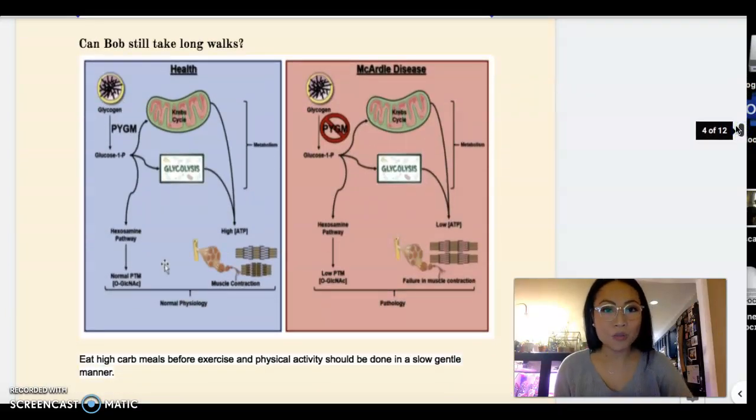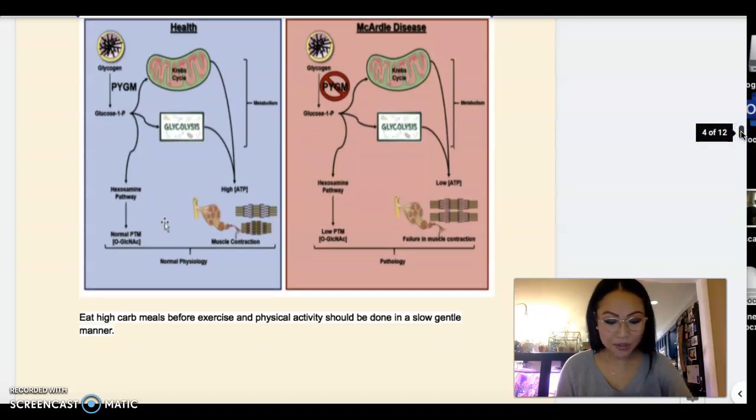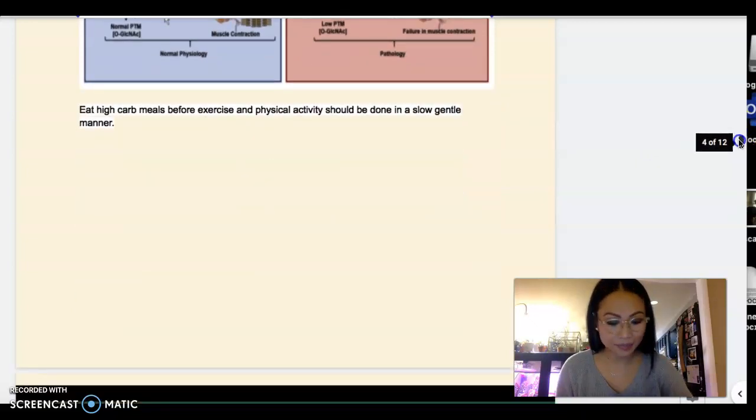So, I know Bob likes long walks, and his concern was whether he can still do that. He has a rare inherited disorder called McArdle's disease, aka glycogen storage disease type 5, and it mainly affects skeletal muscles. McArdle's disease results from mutations of the glycogen phosphorylase enzyme, also known as PYGM. Because PYGM is responsible for releasing glucose 1-phosphate, this deficiency will result in the inability of his muscles to produce ATP from glycogen. Symptoms are commonly exercise intolerance, muscle cramps, weakness, fatigue, and damage.